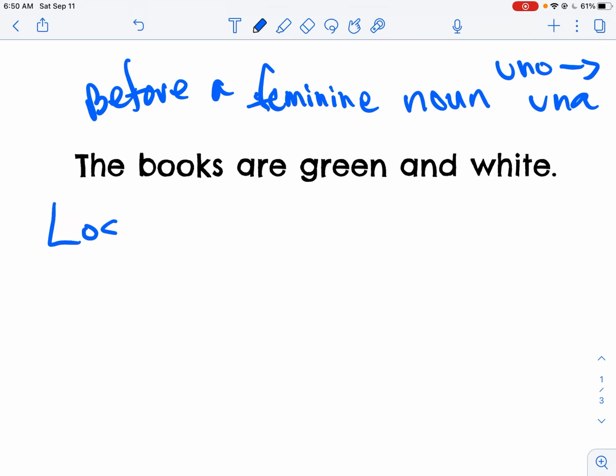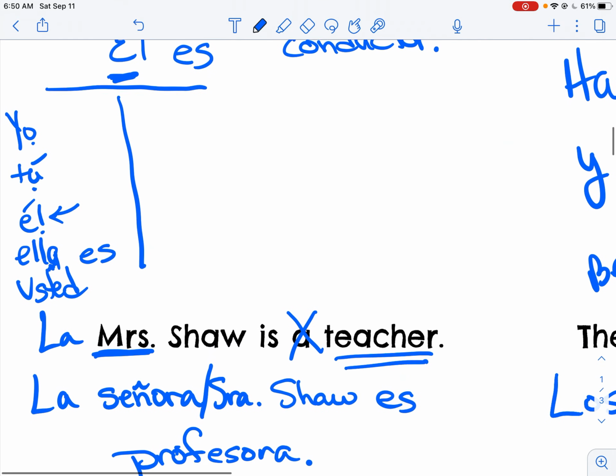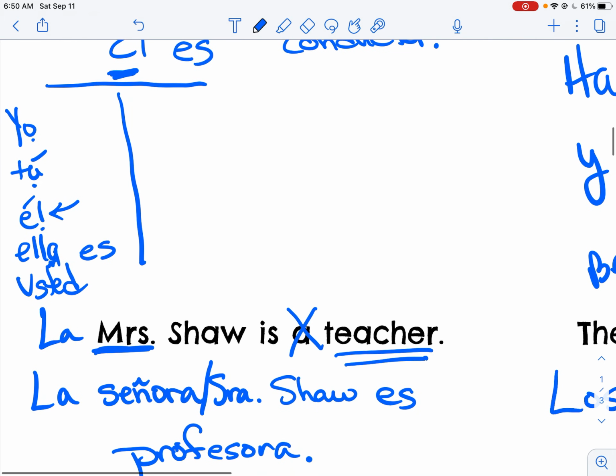The books. Los libros. Now, this is masculine. Los libros. It's masculine and it's plural. So if I look at my pronouns, this is all the singular stuff on the left-hand side here. I need the plural. Nosotros.